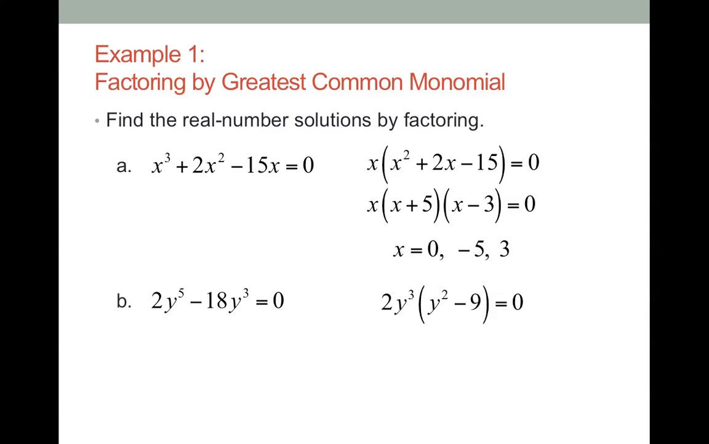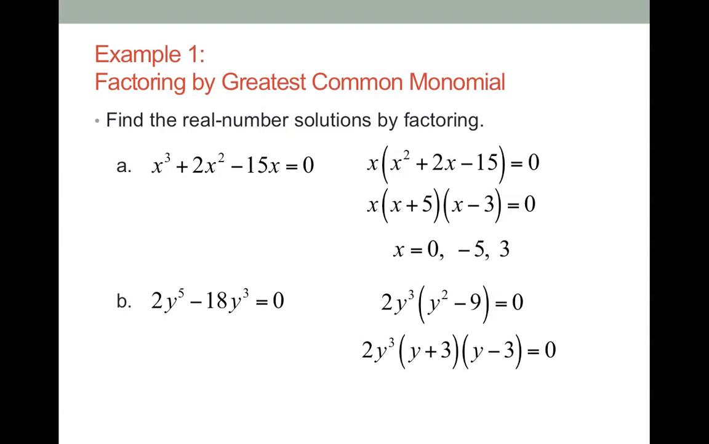Now again, if we look closer, we can see that the y squared minus 9 fits a quadratic pattern of difference of squares, and so we can factor that even more and come up with 2y cubed times y plus 3 times y minus 3 equal to 0.